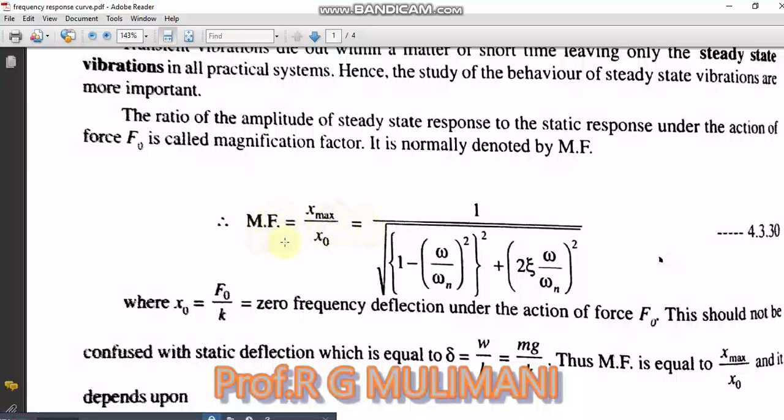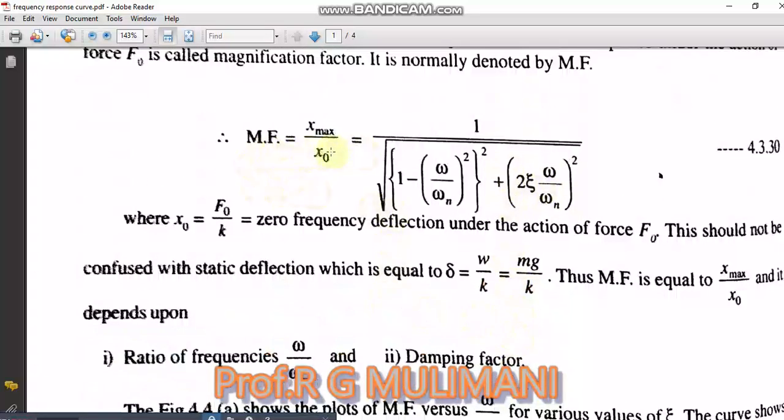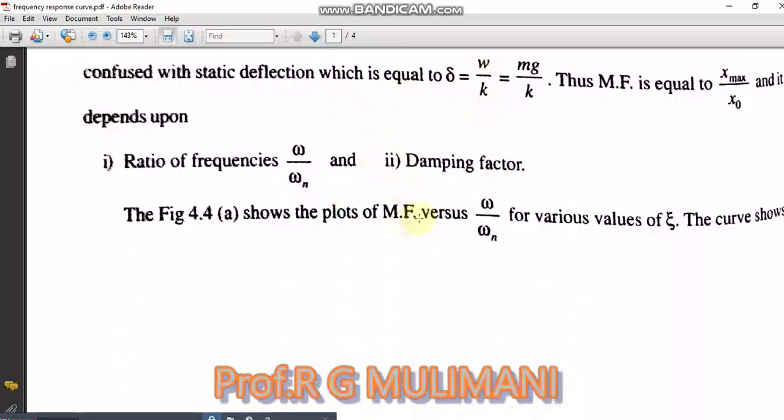As you can see from this equation, it entirely depends upon the frequency ratio omega by omega n and the zeta value. We have only these two terms here. Let us study the effect of the frequency ratio and the damping, as the magnification factor entirely depends upon them. We are studying on it.